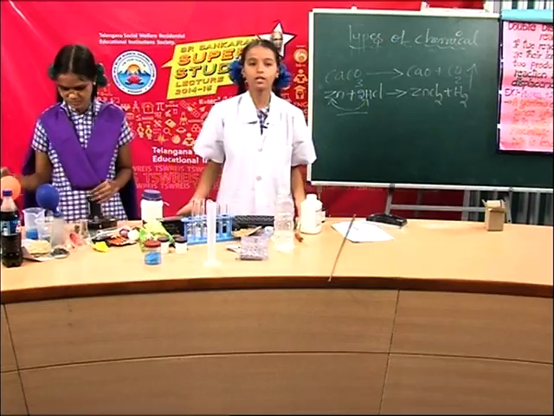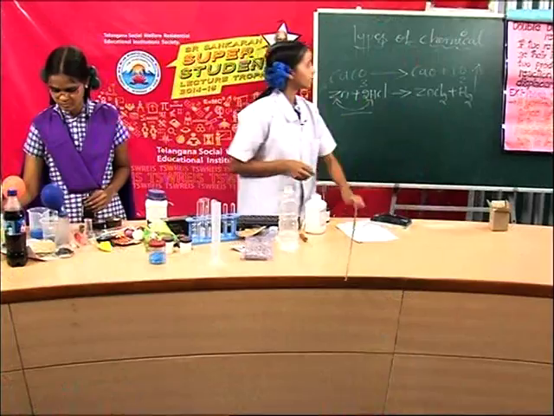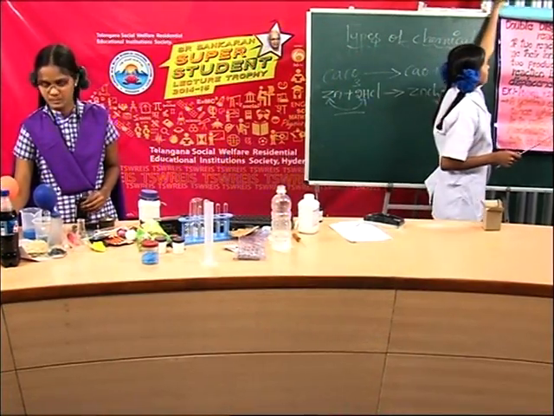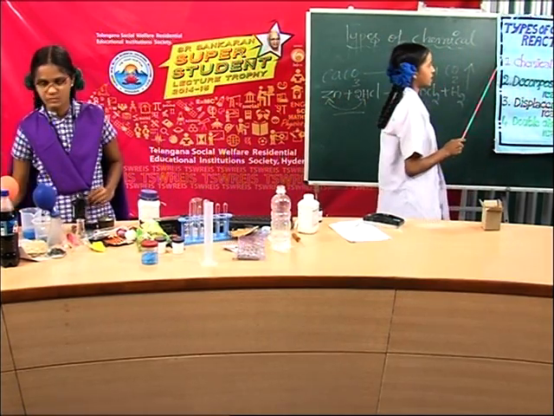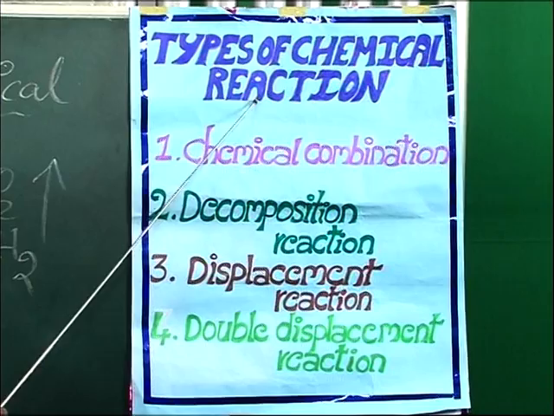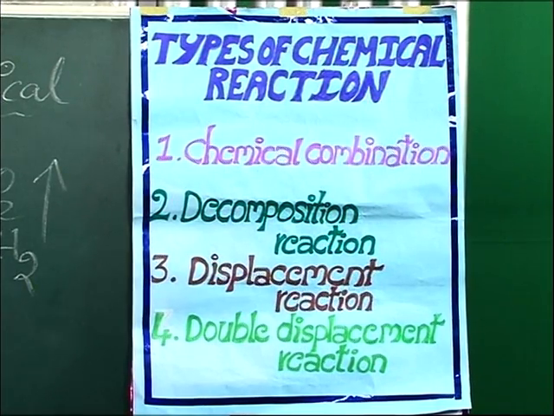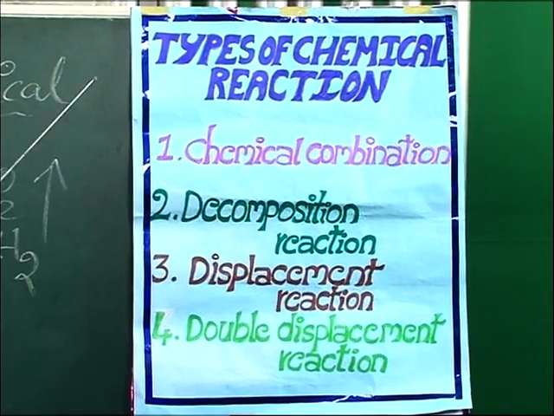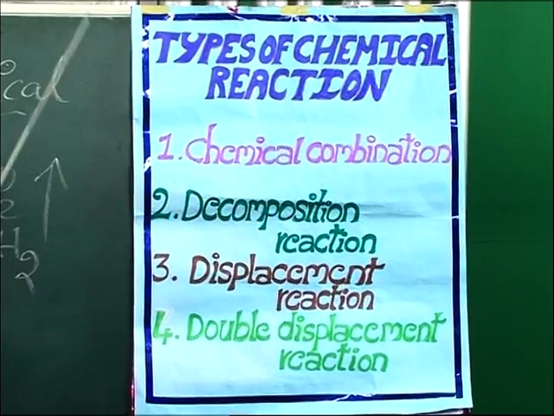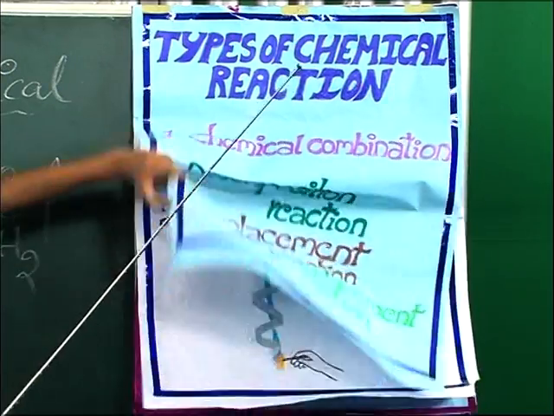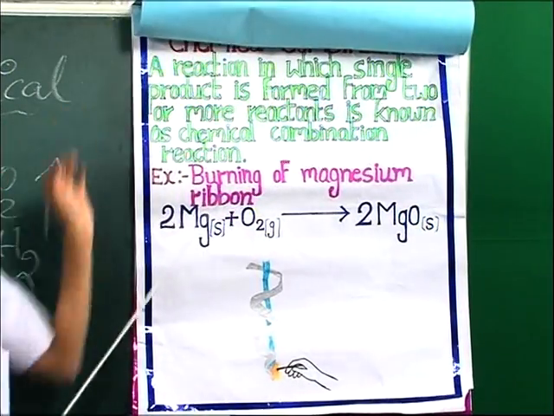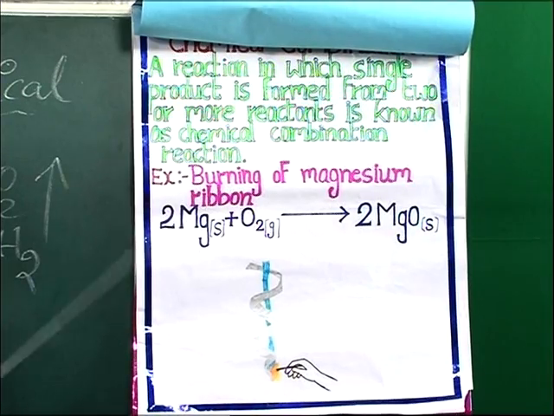So Spheros, we have learned about all the 4 types of chemical reactions. Let us learn once again. Today we are going to learn types of chemical reaction. What is the first one? Chemical combination. Chemical combination is nothing but a reaction in which there is a single product formed from reactants of 2 or more simpler substances.